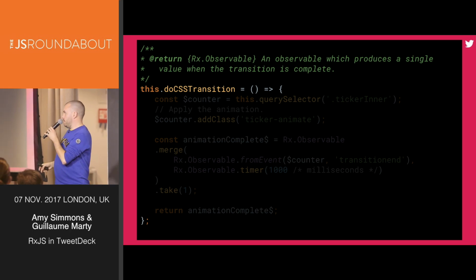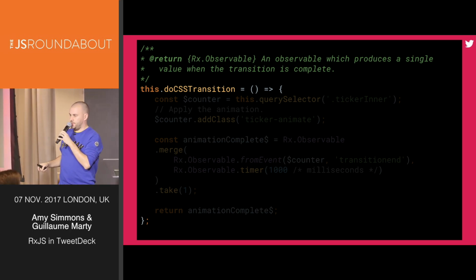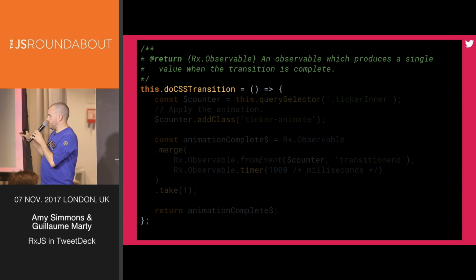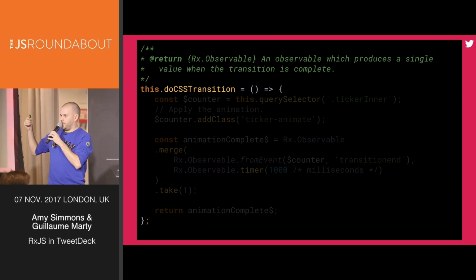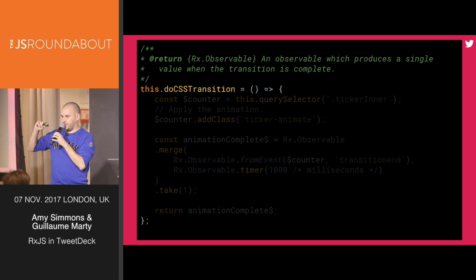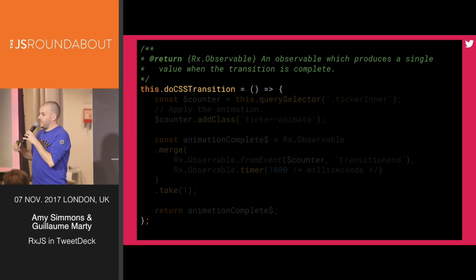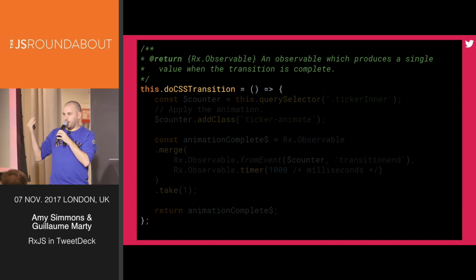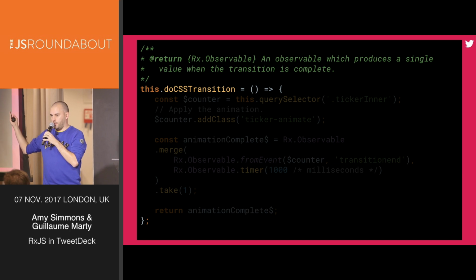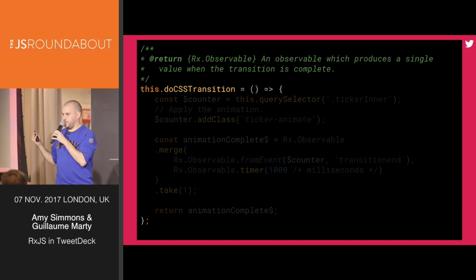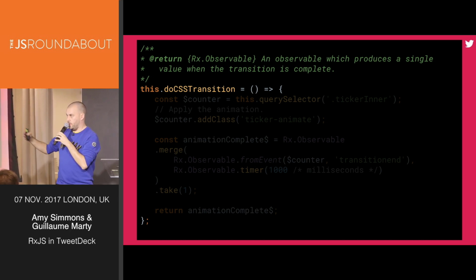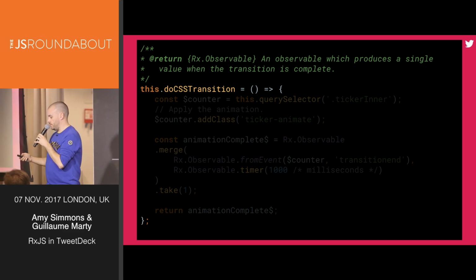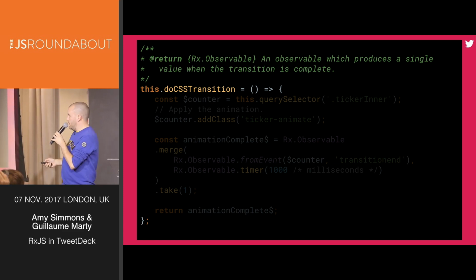We've got this method called doCSSTransition. What this does is, first, it's responsible for animating this element with this little ticker animation. Then it returns an observable, and somewhere else in the code, parts can subscribe to this observable and know exactly when the animation has finished, and update the UI or do whatever they want to do.